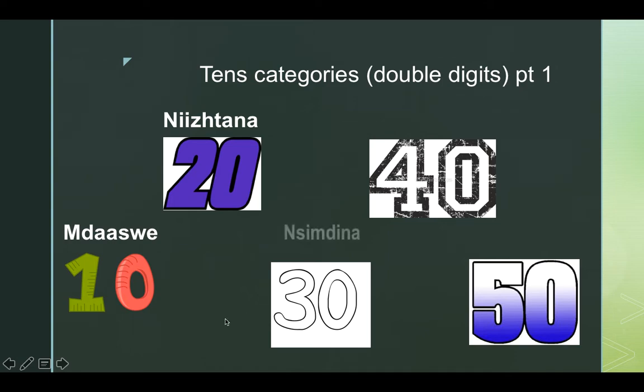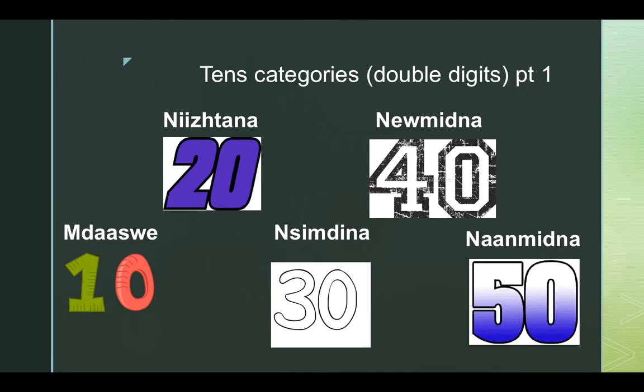30 is Nsimdina. 40 is Neomidna. And 50 is Non-Midna. You might be noticing some patterns here. So we keep some similar sounds and change up the endings here. Moving on to part 2.